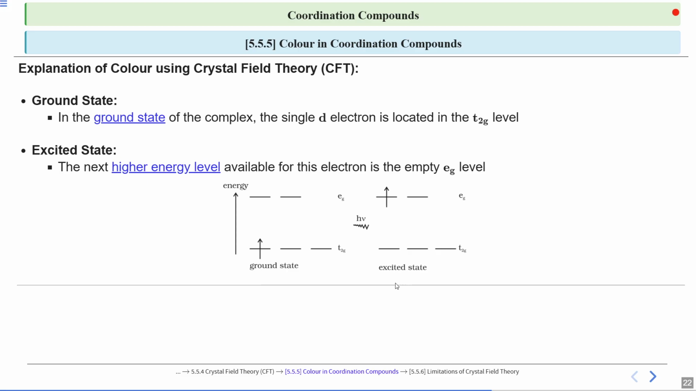So this electron will jump from the t2g to the eg level and go into the higher energy level, which is eg. So this is the representation for the ground state and excited state for the titanium 3+ complex, which is an octahedral complex.